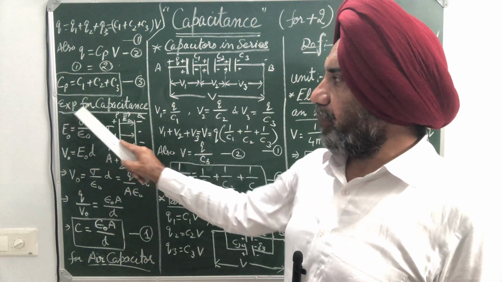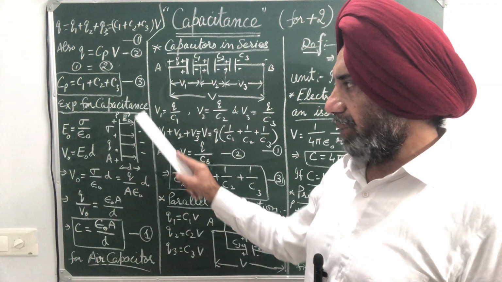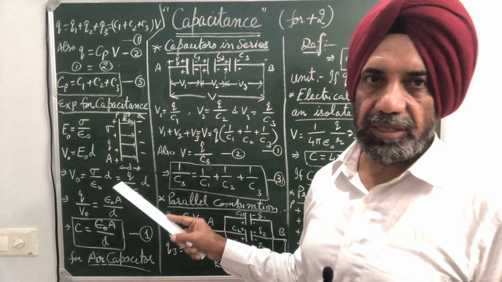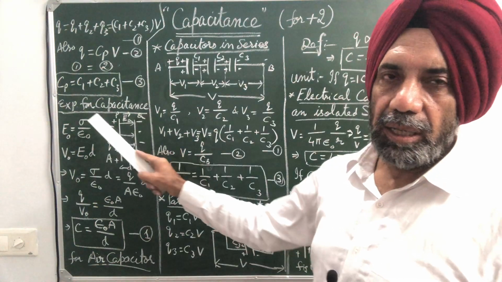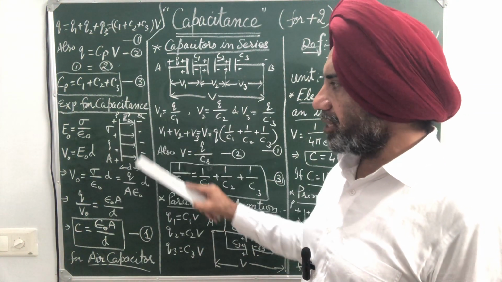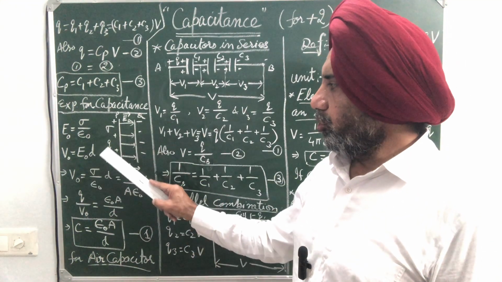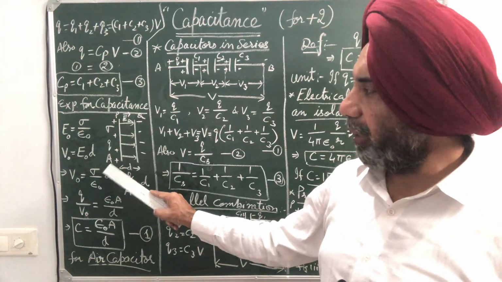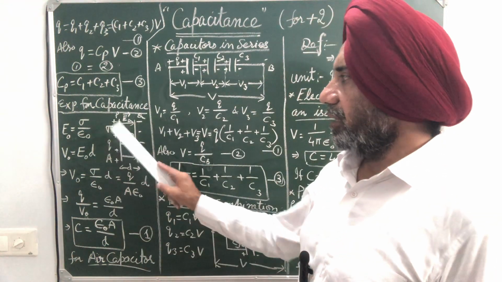Then we have to derive the expression for a parallel plate capacitor, especially when there is an air medium between the plates, air or free space. So here is the simple expression for a parallel plate capacitor or air capacitor. Suppose P and Q are the two plates. P is positively charged, Q is negatively charged. Q is the magnitude of charge on each plate, A is the area of cross section of each plate, and sigma is the surface charge density of the capacitor.